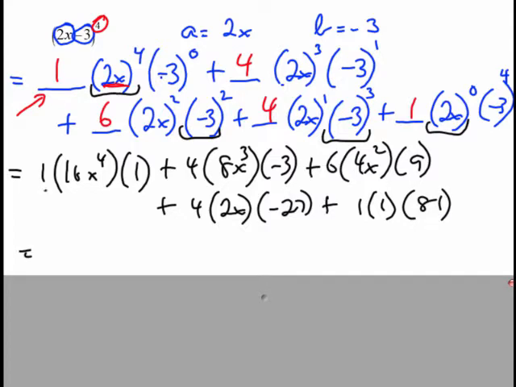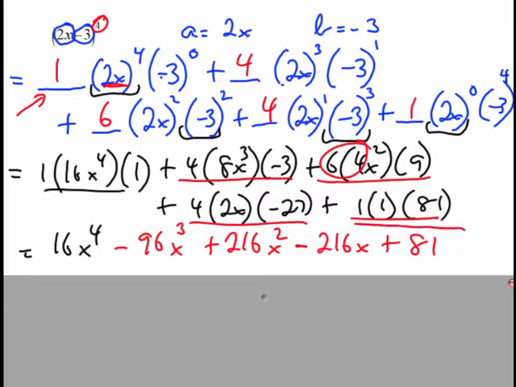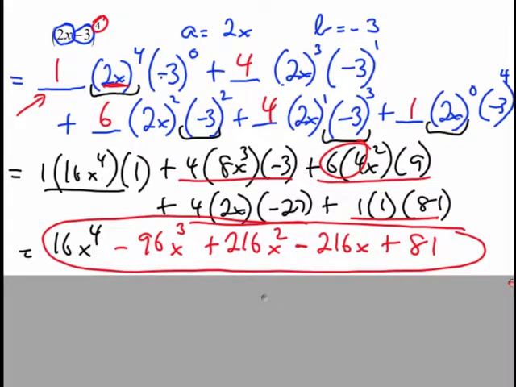So simplifying, we're going to get 16x to the 4th. Multiplying this, we'll have a negative 32 times 3, 96x cubed. 24 times 9, that's 216x squared. Our next term will have a negative in front. 8 times 27, that's also 216x. And this is plus 81. And there's our expansion. You'll notice that the terms alternate in sign, positive, negative, which is always what happens when you have a negative in the middle of your binomial.